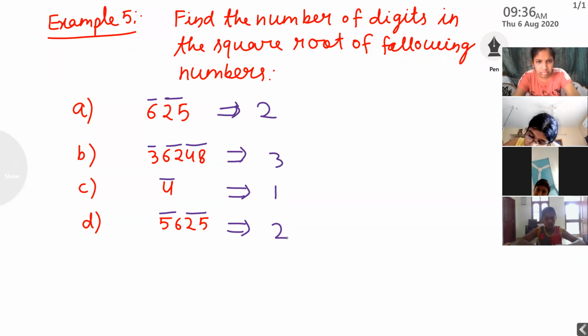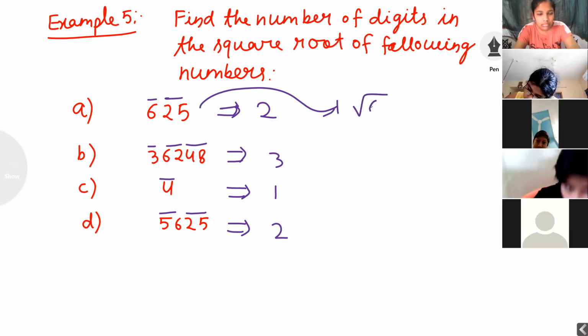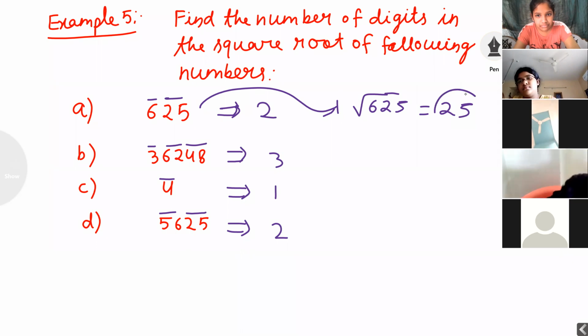How to find the number of digits in the square root of the following numbers? We want to make pairs. After pairing, we can say the number of digits for 625 is 2. You can verify also, students. When you find the square root of 625, the answer will be 25. How many digits are coming? 2 digits. I have given the right answer. You can check whether my answer is right or wrong.